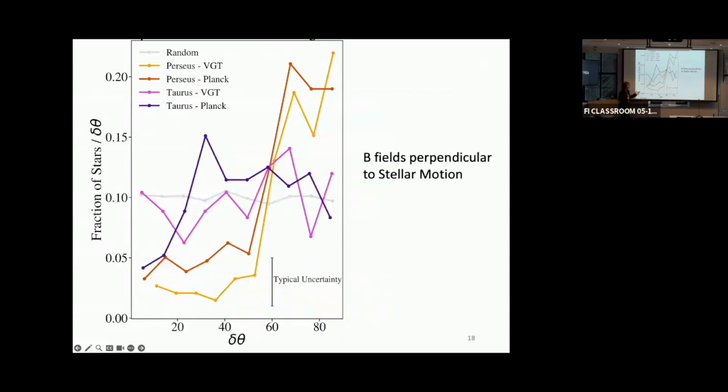I don't know why, but we detected, and Ben even did an MCMC analysis to prove that it's not consistent with random. But obviously, this yellowish line shows that the magnetic fields in Perseus are preferentially perpendicular to the stellar motion. I don't think anybody had ever made that prediction, and I have no idea how to explain it.